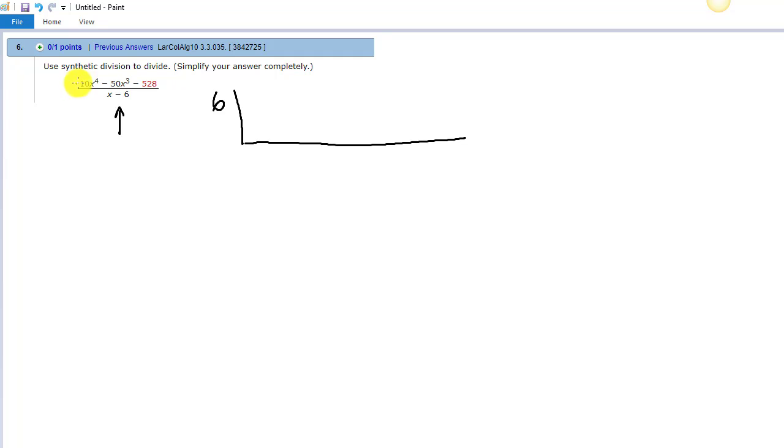Now another thing here, we start out with 10x to the 4 minus 50x to the third, and now notice we're missing an x squared term. All right. Just because we're missing the x squared and in fact the x term doesn't mean we can omit them here. We have to put a 0 for the x squared, a 0 for the x term, and then the last number is the negative 528.